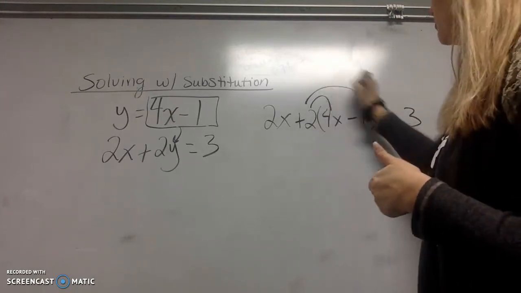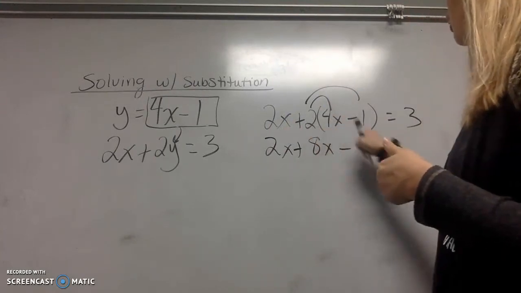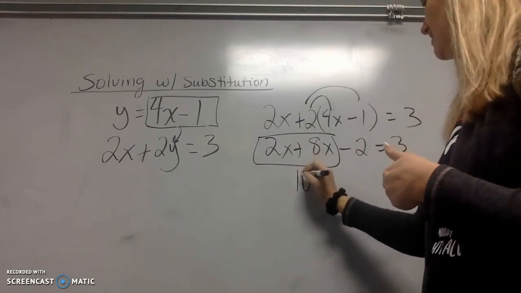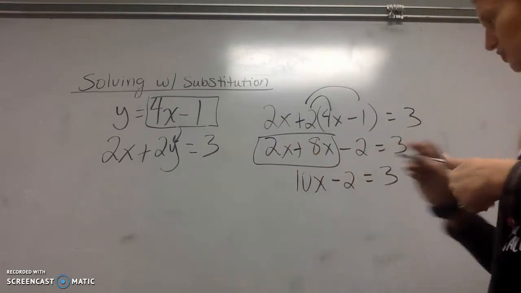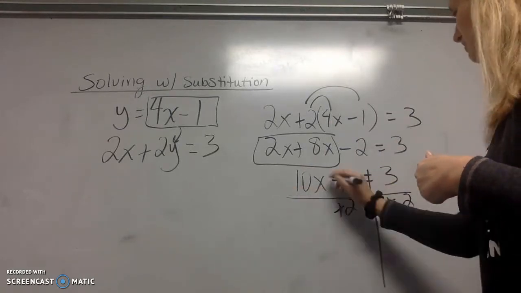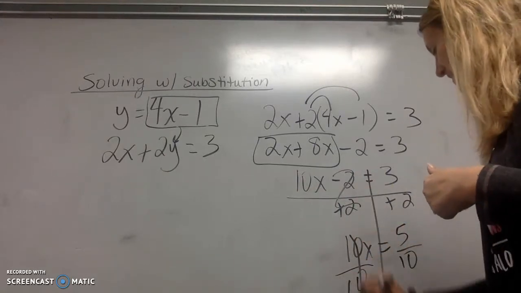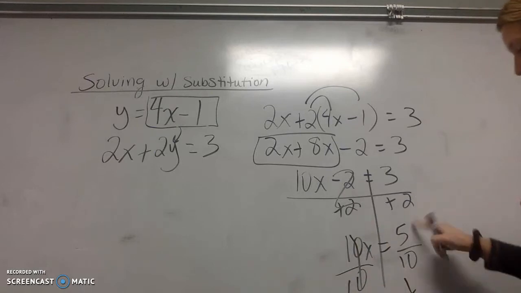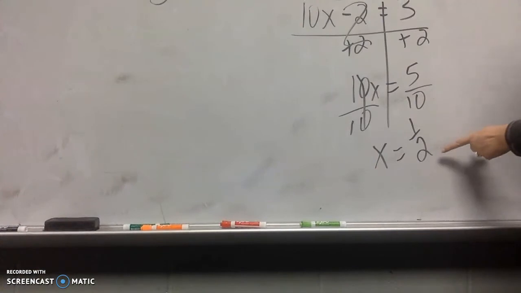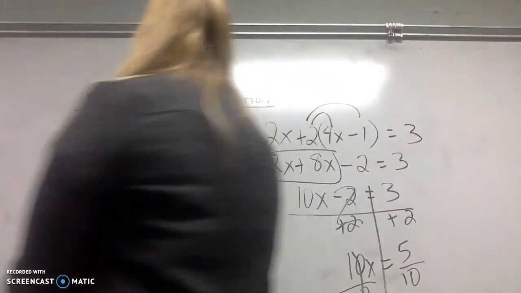Now I will distribute. 2 times 4 is 8x, minus 2 times 1 is 2. I'm going to add my like terms. 2 plus 8 is 10. So I have 10x minus 2 equals 3. Now I can solve this equation. Add 2. 10x equals 5. Divide by 10, x equals a half. 5/10 is 1/2 or 0.5. So I have found x. x is a half.